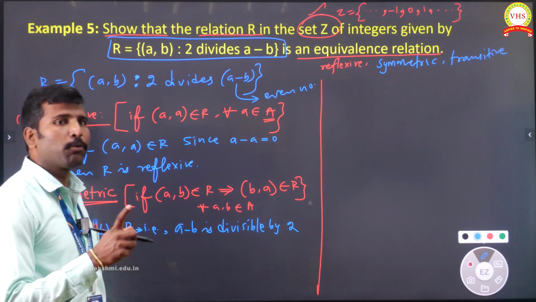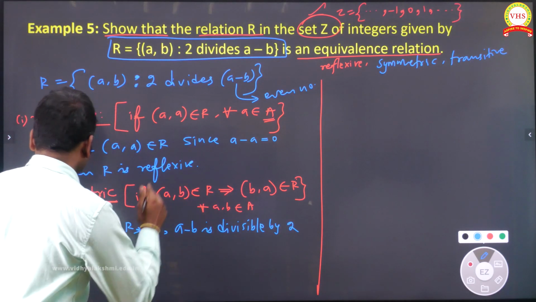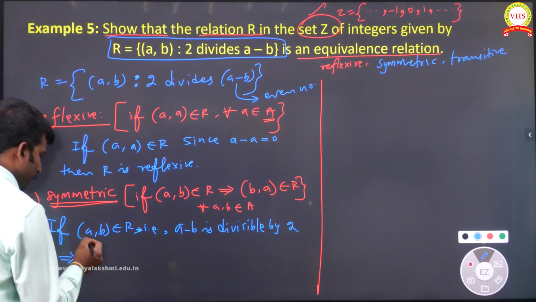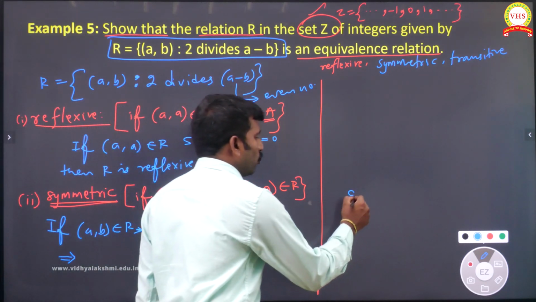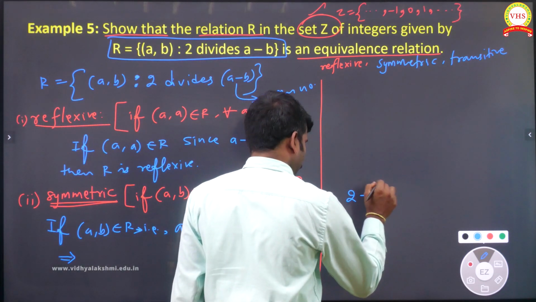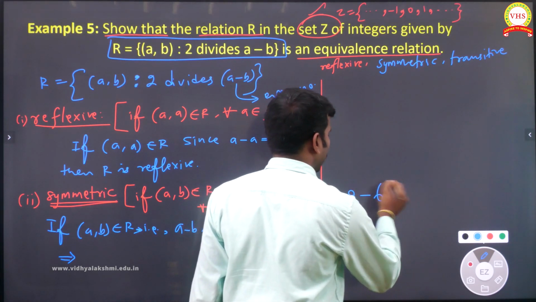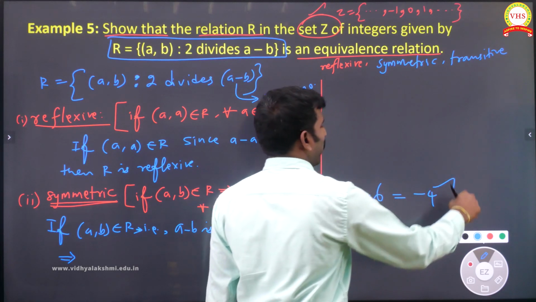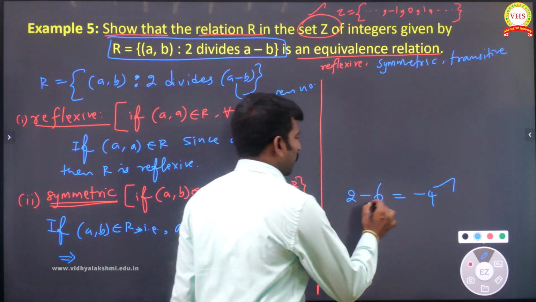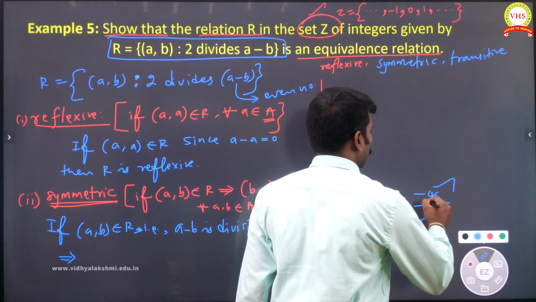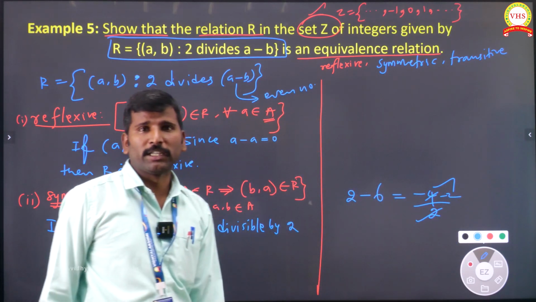Even number. Then only it will be divisible by 2. Okay, right. So you can rewrite that. For example, a is 2 and b is, for example, 4 or 6, something. When you subtract this, what will you get? When you subtract, minus 4 will be an even number. An even number surely will be divisible by 2. Understand? Surely it will be divisible by 2.